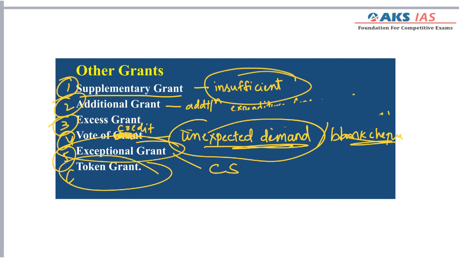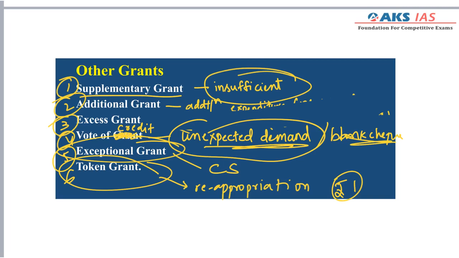And the last one is the token grant. It is granted when the funds to meet the proposed expenditure on a new service can be made available by reappropriation. For example, if a demand for a grant of a token sum of say ₹1 has been asked and submitted to the vote of the Lok Sabha, and it gets the assent, funds will be made available. Reappropriation here involves transfer of funds from one head to another, but it does not involve any additional expenditure.